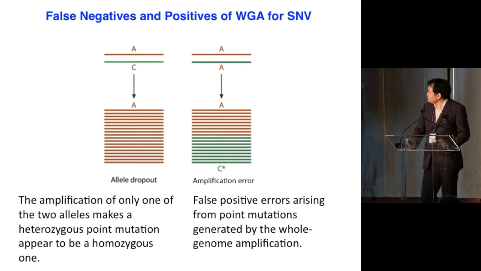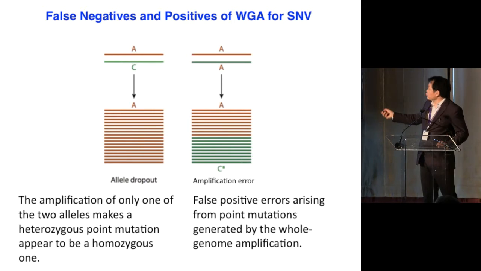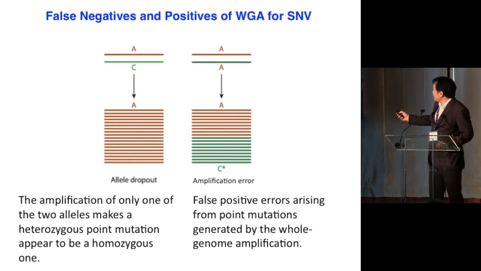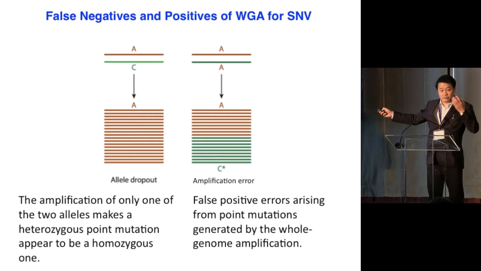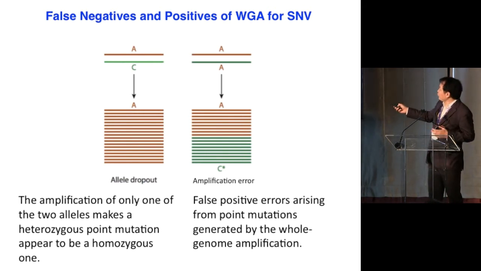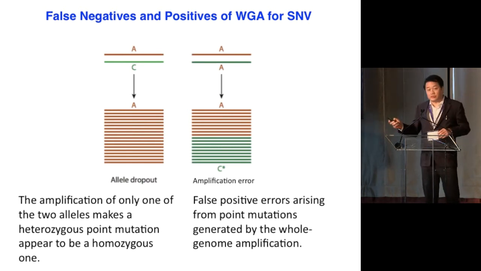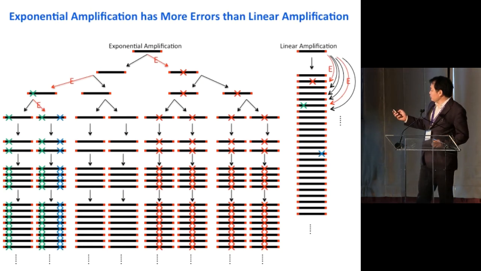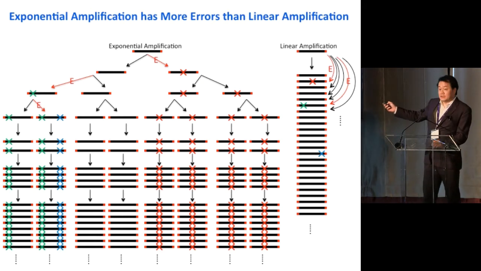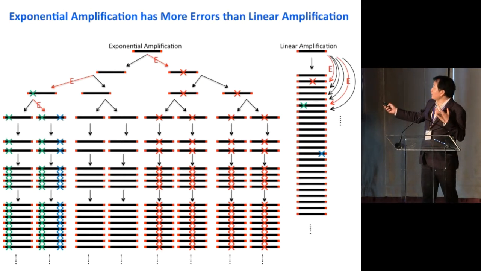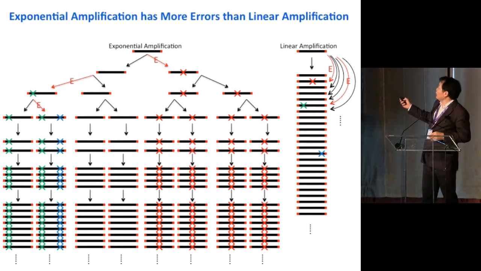What about SNV? Now, I talk about this allele drop-off. If you don't amplify this allele, then this heterozygous mutation would be seen as a homozygous. So that's false negative. False positive can come from the amplification errors. Now, in the case of exponential amplification, if you have a mistake in the first cycle, then you would have it forever. You will propagate it down. But if you do linear amplification, it's not so bad.